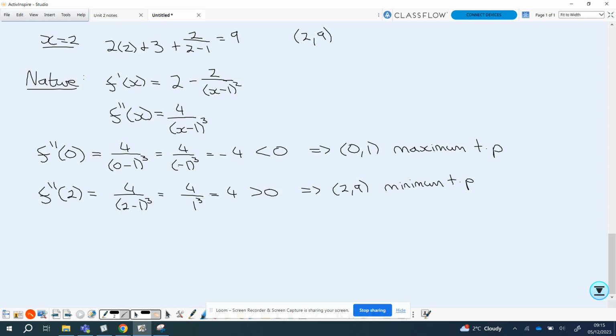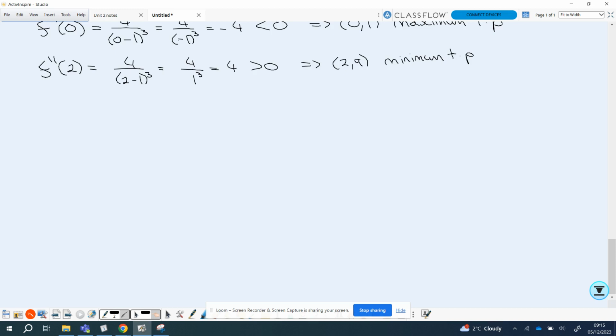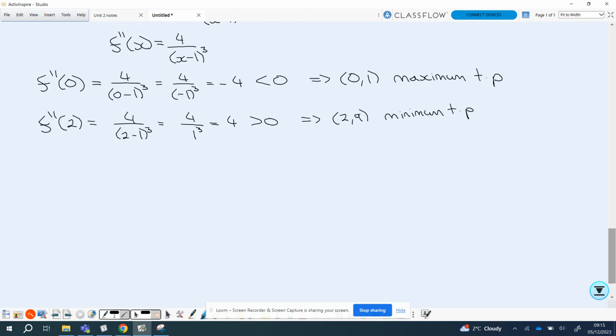Right, so the last thing you need to do is just work out what's happening regarding the axes. So let's start off with axis crossing. It cuts the x-axis when y equals 0. Remember, y is just the same as f of x. So that means when f of x is 0.